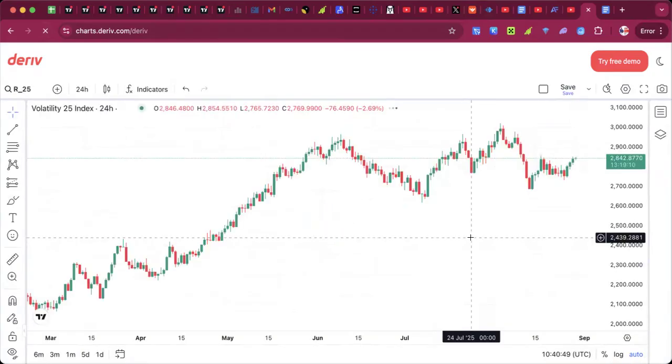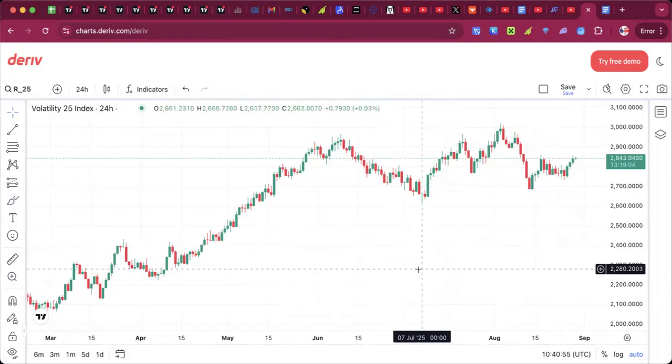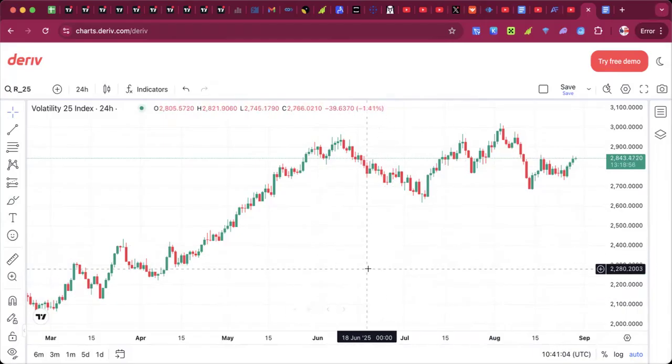This is VIS25. I have formulas for boom and crash. I trade more of Boom 1000, so it's not the same strategy. All right. So now this is boom. This is Volatility 25. So what we're going to do is very simple. Now we want to trade.